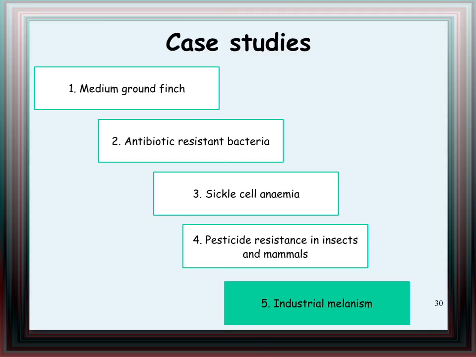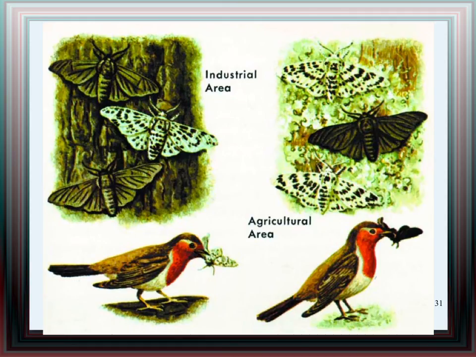And finally, industrial melanism. Now, some species of organisms have two or more distinct forms, which we call morphs. These different forms are genetically distinct, but exist within the same interbreeding population. An example is the peppered moth. This is a night-flying moth which spends the day resting underneath the branches of trees. It relies on camouflage to protect it from insect-eating birds.